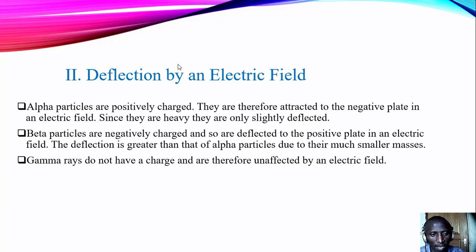The deflection here amongst the beta particles is greater than that of the alpha particles because of their much smaller masses. Let us remember, viewers, that the chief rule of electrostatics plays a role here, that unlike charges attract. That's why the beta particles are attracted to the positive plate. Alpha particles, being positive, are attracted to the negative plate. Gamma rays do not have a charge and they are therefore unaffected by an electric field.